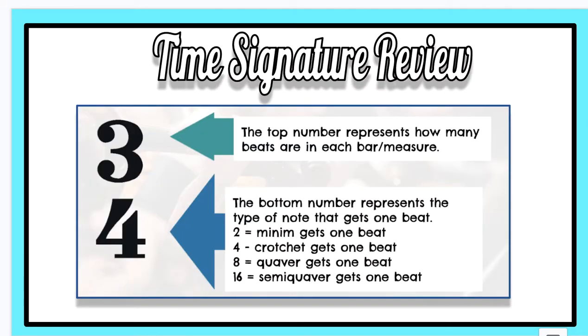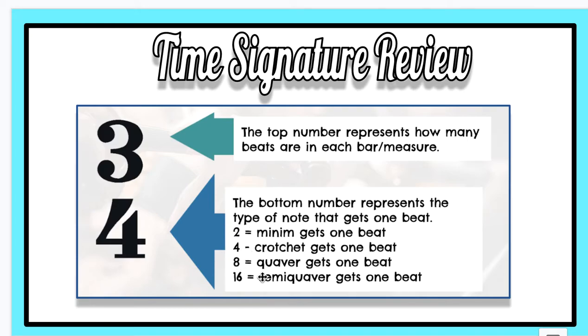So let's look back at time signatures. In a time signature, we want to remember that the top number and the bottom number have 2 different meanings. The top number represents how many beats are in each bar or measure. And we're going to look at what's a bar or measure. And what's going to be even more important is the significance of the bottom number. The bottom number represents the type of note that gets 1 beat. Remember, both the top number and the bottom number can change depending on the time signature.